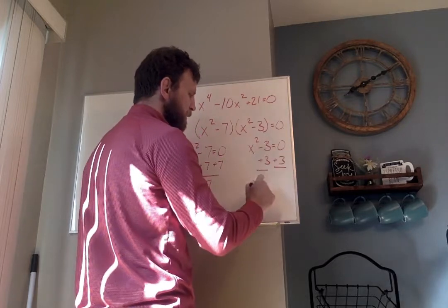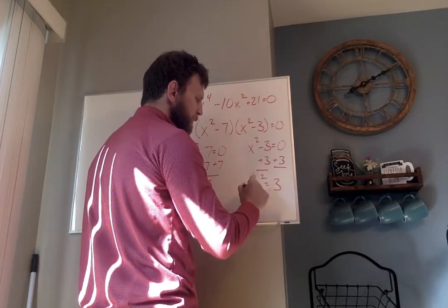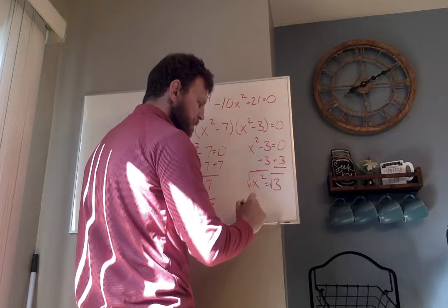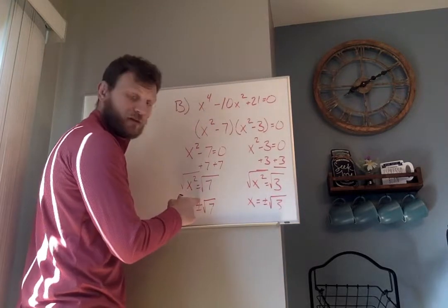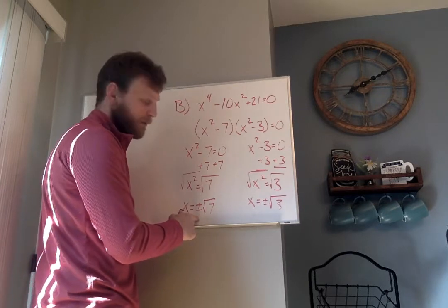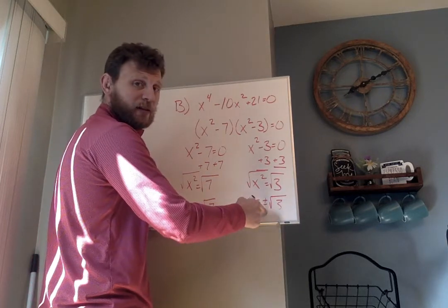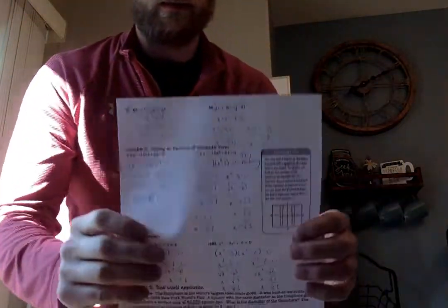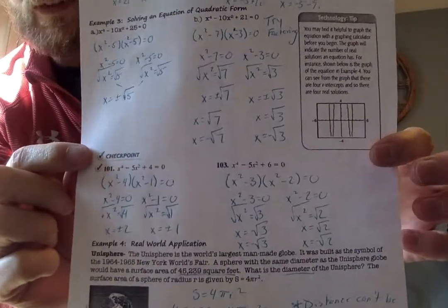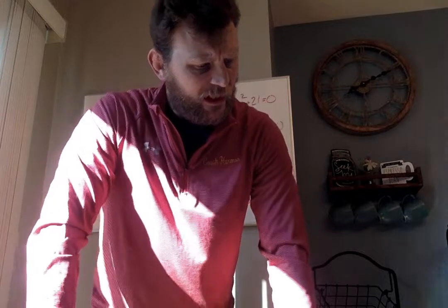Add 3 right there, so that's x squared equals 3. And I take the square root. And this is where my other 2 come from. So I have the square root of 7, negative square root of 7, square root of 3, and negative square root of 3. There's my answers. Now, there's those checkpoints. Try and do those on your own. See if you can get it.